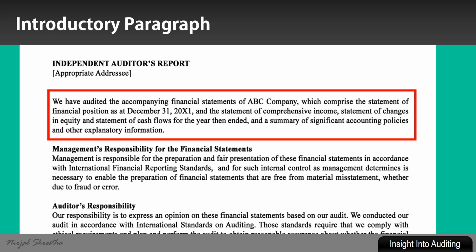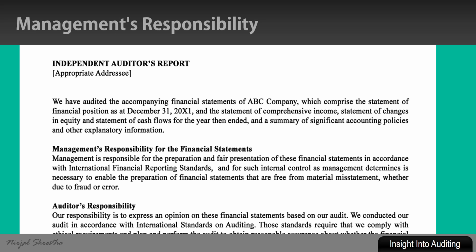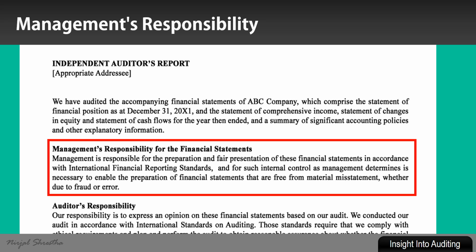Introductory paragraph should include name of the entity which has been audited by the auditor, and title of each financial statement and date or period covered by these statements. Management's responsibility. In this section, responsibility of management for the preparation and presentation of financial statements, and for internal control, accounting policies and accounting estimates should be clearly mentioned.